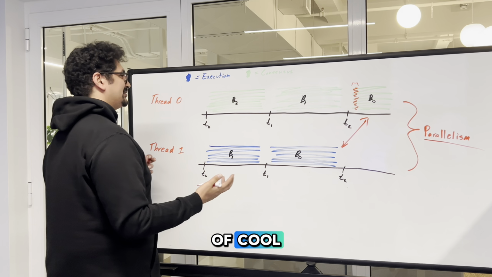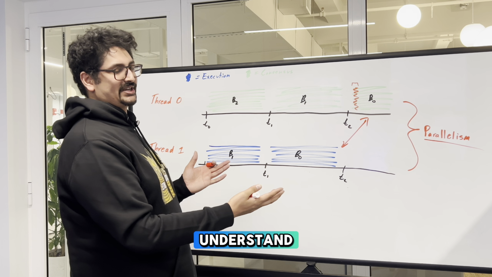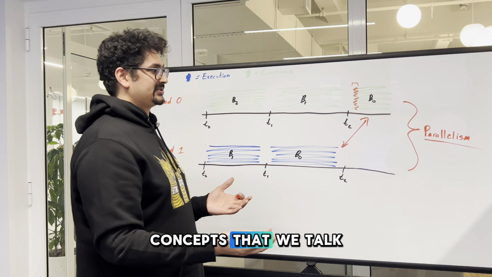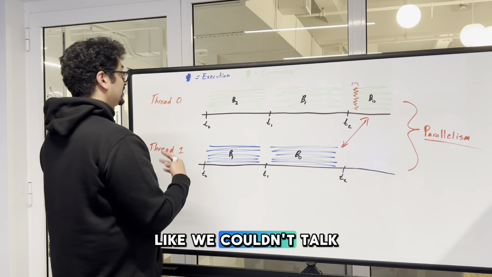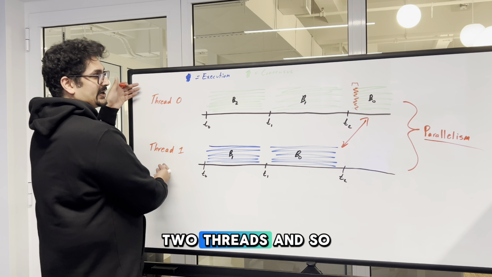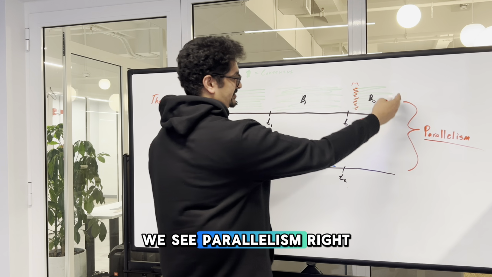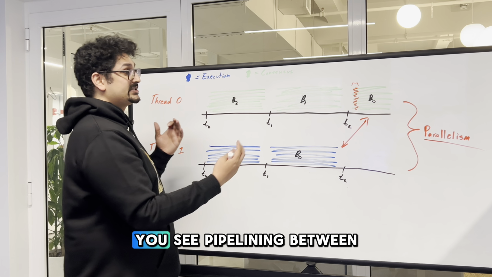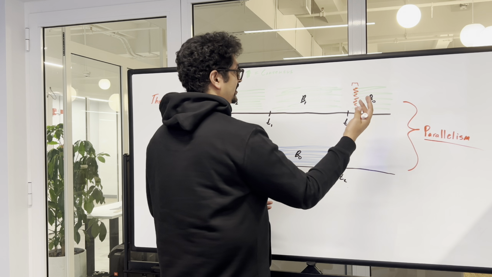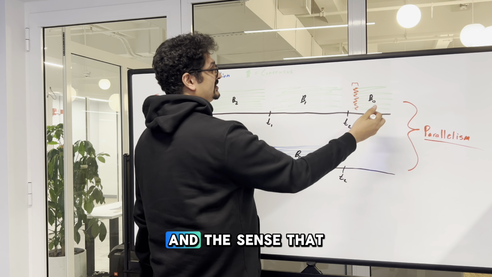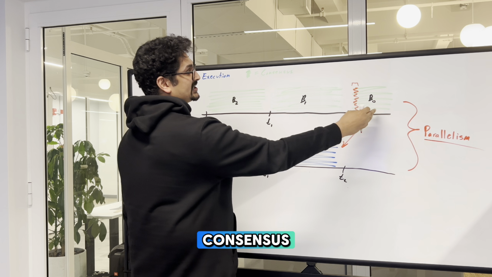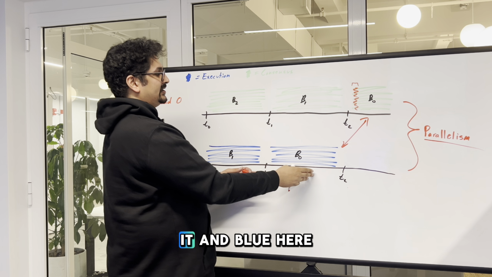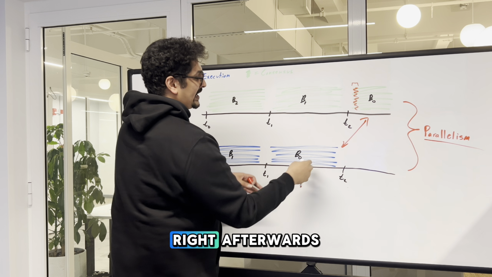This image is kind of cool because while it's a little bit harder to understand than what we showed on the other side, it actually pulls together a lot of concepts that we talk about with Monad. We couldn't talk about this without talking about 2 threads. And so we see parallelism right here between both of these threads. You see pipelining between both of these threads in the sense that block 0 is doing consensus here in green, and then block 0 has execution done on it in blue right afterwards.